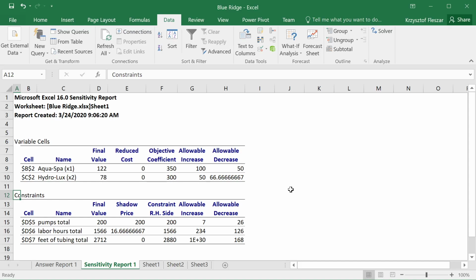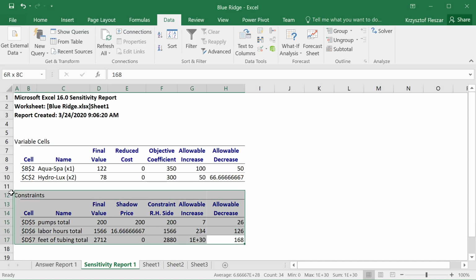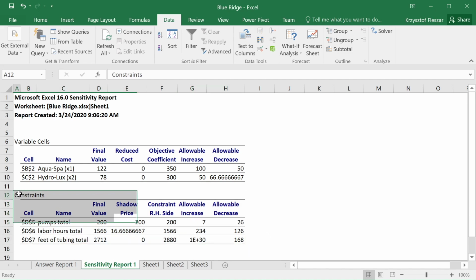In this video, I want to talk about the second part of the sensitivity report that is related to the constraints. And in this part, we have something called shadow price that we want to understand better. So first, let's look in details.